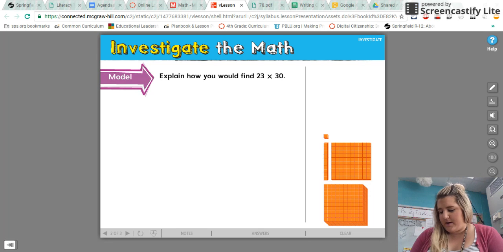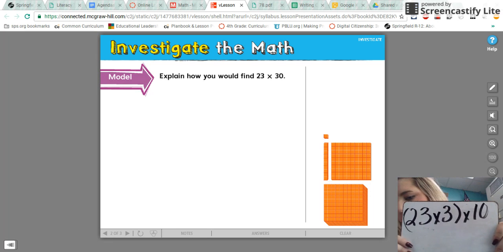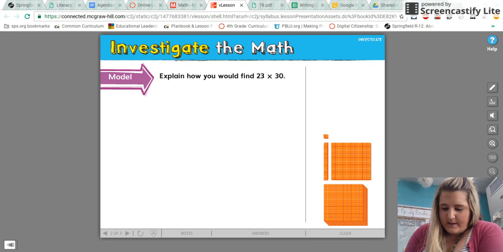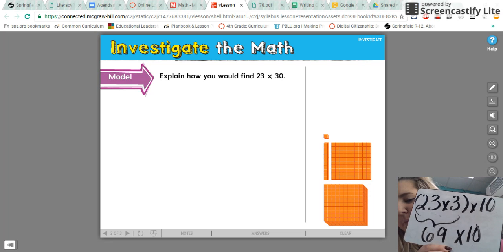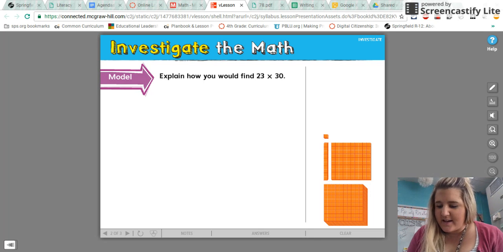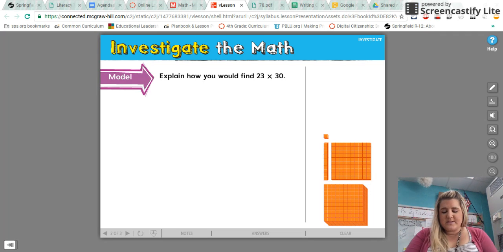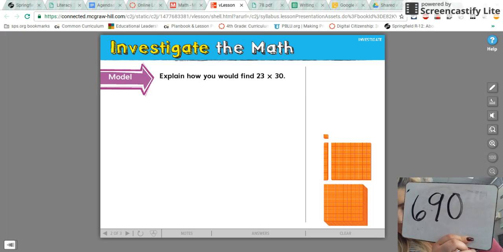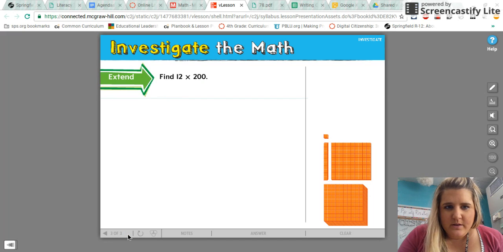So when I've got my associative property going, I have 23 times 3, and then I multiply that by 10. I know 23 times 3 is 69, so now I have 69 times 10. My basic facts tell me that when I multiply anything times 10, I'm just adding a 0 at the end. So 69 times 10, I'm going to put a 0 behind 69. And what does that give me? It gives me 690. Now that's not so bad, is it? That's not bad at all. So let's go on to the next one.